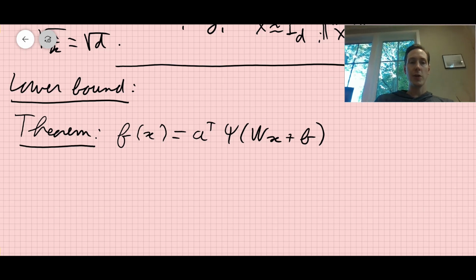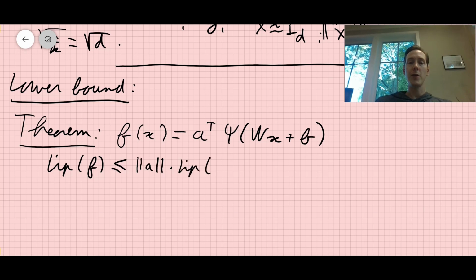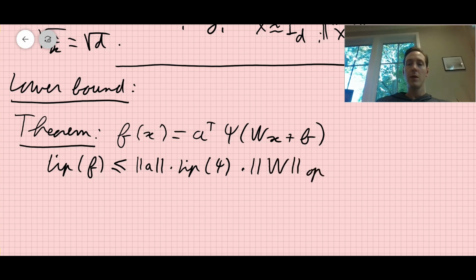So the first comment is that for the Lipschitz constant of f, there is a very simple upper bound on it in terms of the spectral norm of W. Namely, it's upper bounded by the norm of a times the Lipschitz constant of psi times the operator norm of W. Okay, so this is trivial.